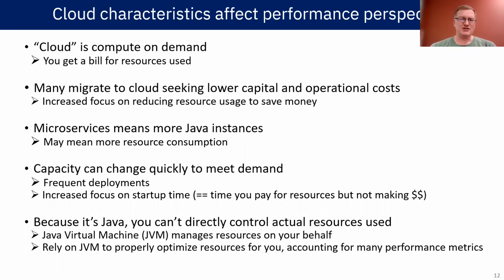Now, because it's Java, the kicker here is that you don't really control the actual resources that are being used to run your application. I mean, you can put limits on it, you can draw a box around it, but in terms of how much resource is actually being used, the Java virtual machine is managing all of the physical resources on your behalf. And so if you really want to have an efficient system here, you have to rely on the JVM to properly optimize the use of resources for you. And it needs to do that while accounting for a number of different performance metrics. Next slide, please.